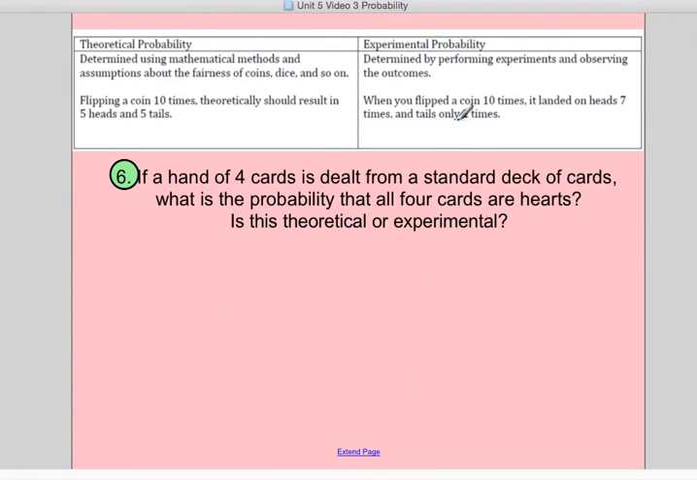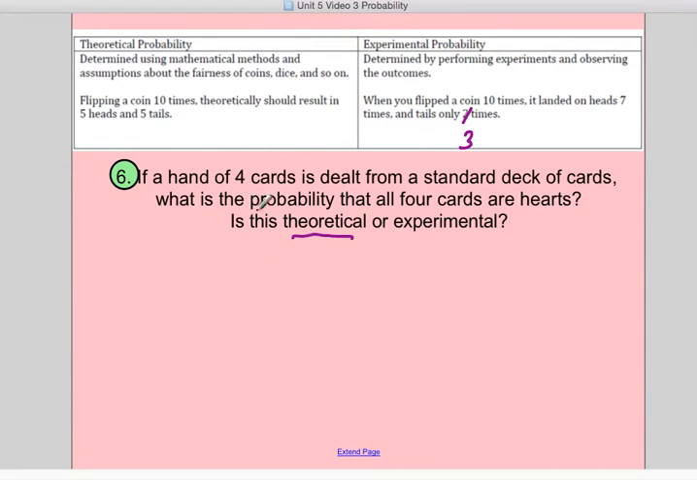that is an example of experimental. You actually did it. These are your results. Theoretically, in theory, you should get a head 50% of the time and a tail 50% of the time. Okay, so if a hand of 4 cards is dealt from a standard deck of cards, what is the probability that all 4 cards are hearts? So in this case, we're thinking theoretical. Okay, so 4 cards are hearts.